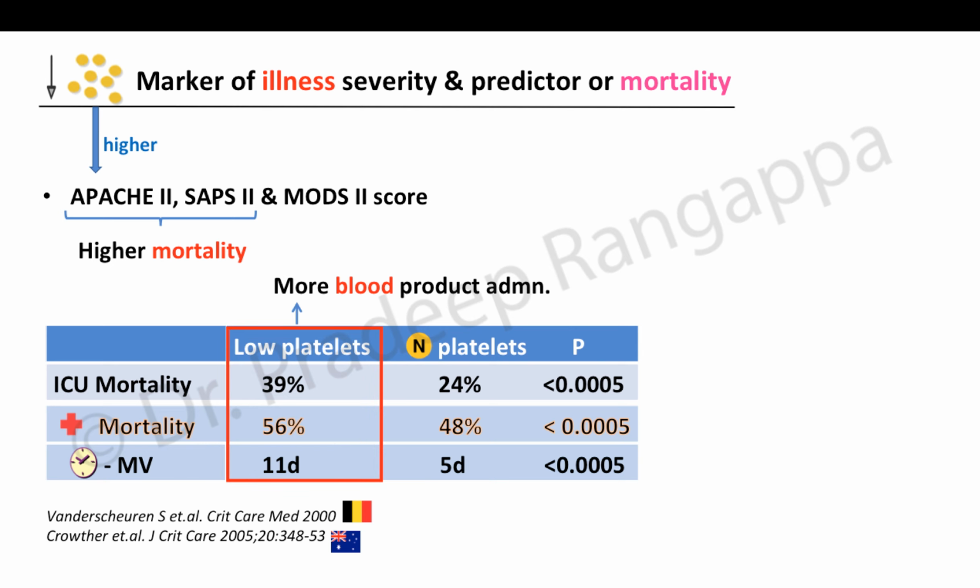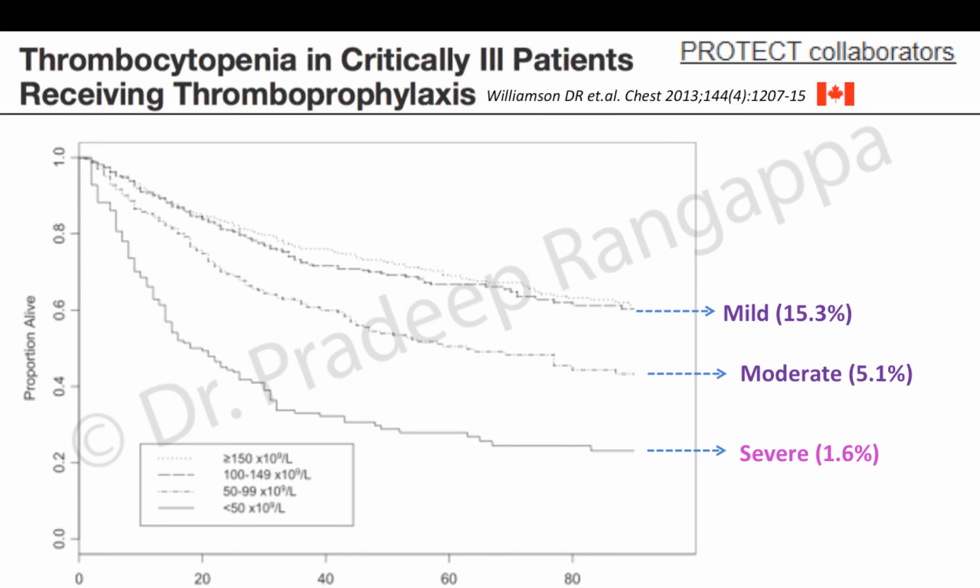Another thing that was found in these studies was that patients with low platelets invariably necessitated more blood product transfusions. It may have been PRBCs or platelets or FFPs. So they had more blood product administration when they had a low platelet count.